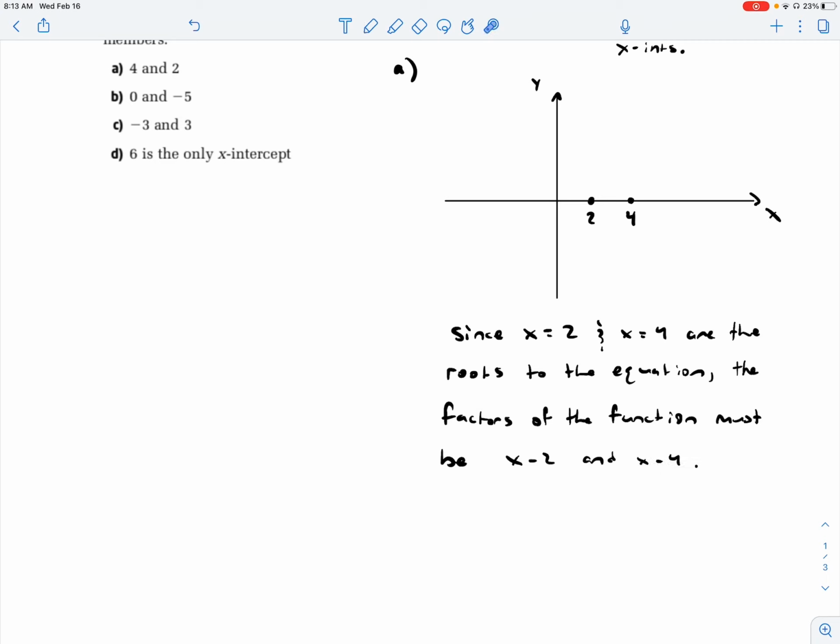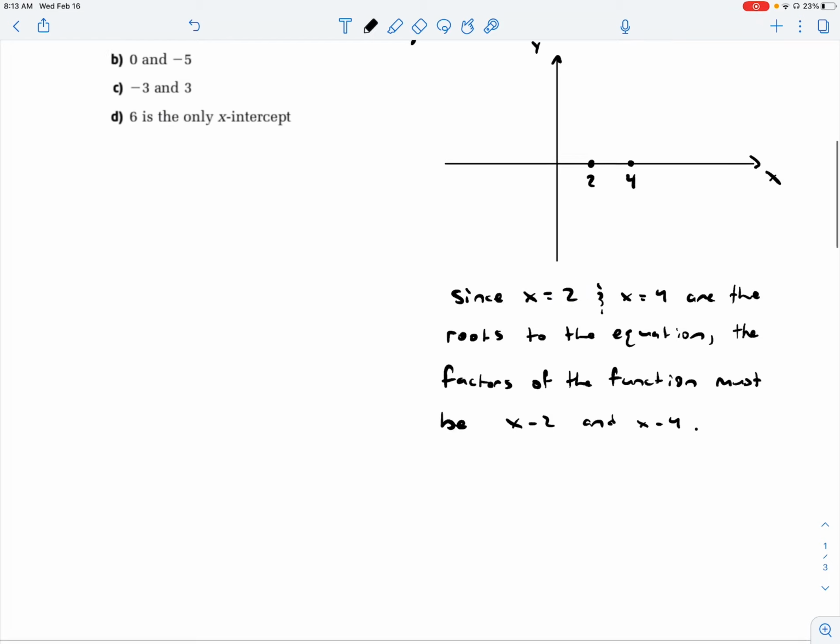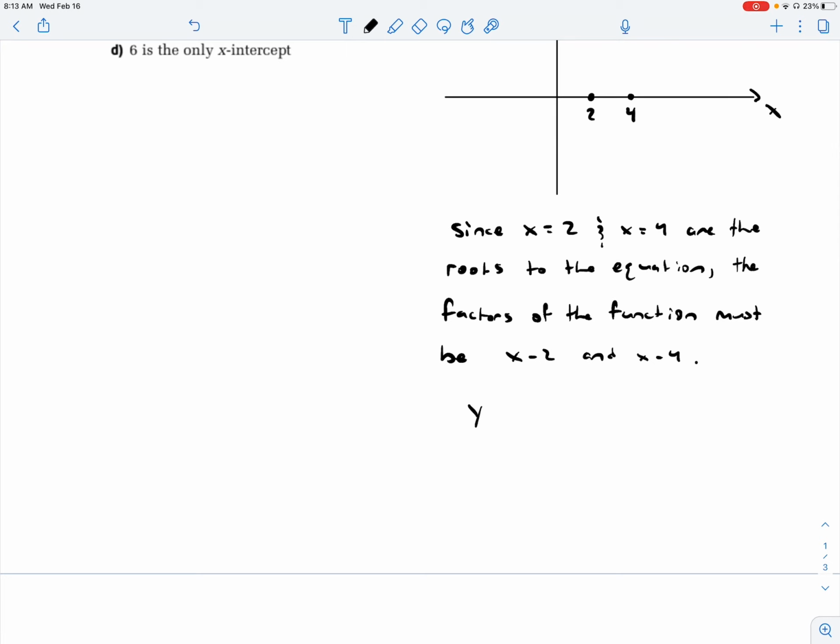If these are the roots, or the x-intercepts, it means that these must be the factors, because remember, these are the zeros. If you plug x equal to 2 into this equation, you're going to get 0. So I can use those, and I can therefore say y equal to, actually we'll call it a function, so f of x equal to a times x minus 2 times x minus 4 must be the equation for this family.